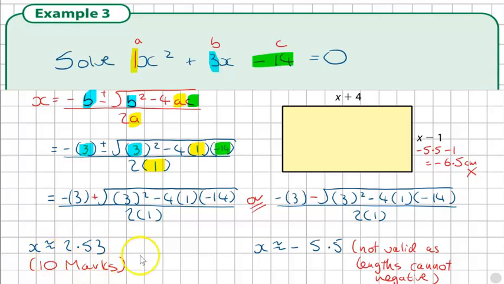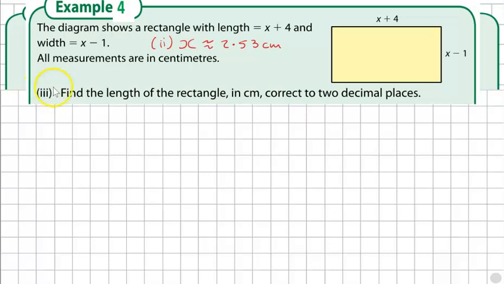So this section here is for 10 marks. And then part 3, find the length of the rectangle in centimeters corrected to 2 decimal places. So in part 2, we worked out x to be approximately equal to 2.53 centimeters. So we know that the length is x plus 4. So the length of this rectangle here is x plus 4.